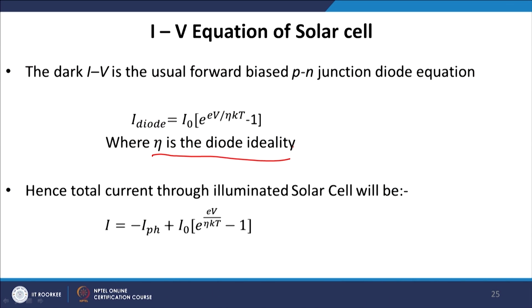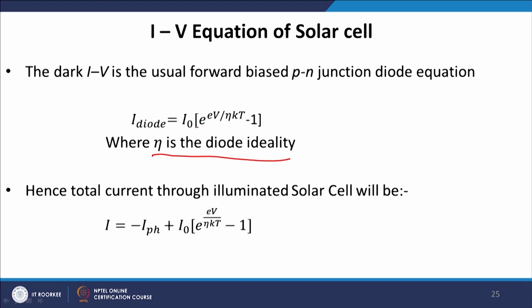If you add the recombination current, then the diode current is equal to I naught, that is the reverse saturation current, times e to the power eV, the externally applied voltage, divided by eta kT, where eta is the diode ideality factor whose value can be 1 to 2 depending upon the material of choice. k is the Boltzmann constant, T is the temperature. So, the total current in a solar cell will be I equals minus I photocurrent plus I naught times (e to the power eV by eta kT minus 1).